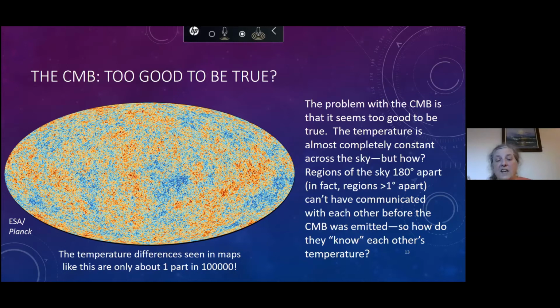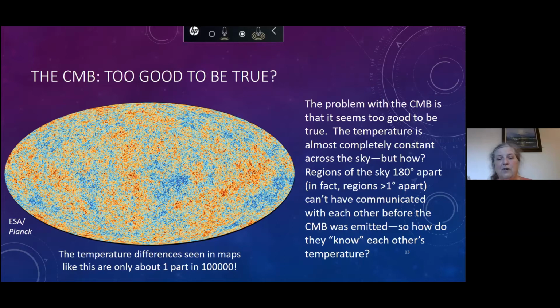So why is it all the same temperature? Well, you might argue, I've seen these maps from WMAP and Planck, it's not all the same temperature, and indeed those maps show hot spots and cold spots, but those temperature differences are only about one part in 100,000. And you really would not expect the early universe to be that constant in temperature.